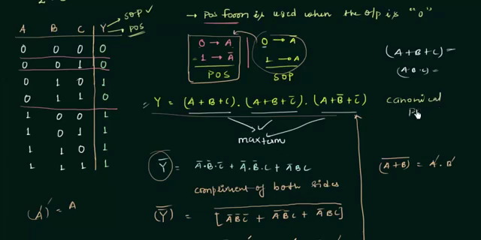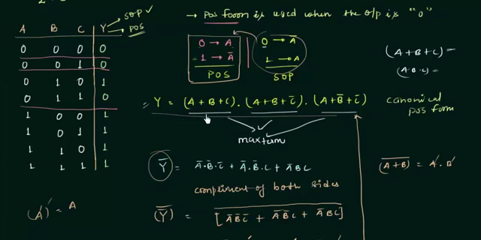Canonical POS form. We also call it standard POS form, and we write it directly from the truth table like we have already done. And in canonical or standard POS form, each max term will have all the variables in normal or complemented form. Here we have 3 max terms, and in each of these max terms we have all the variables in normal or complemented form.